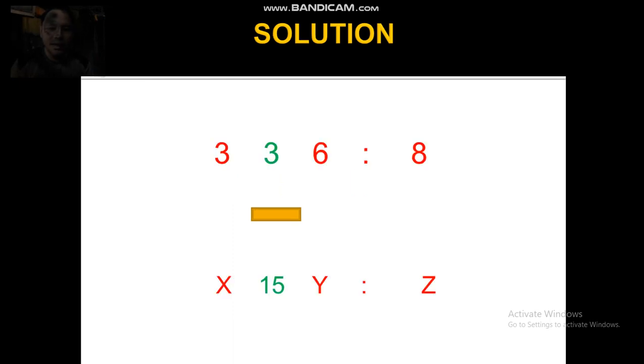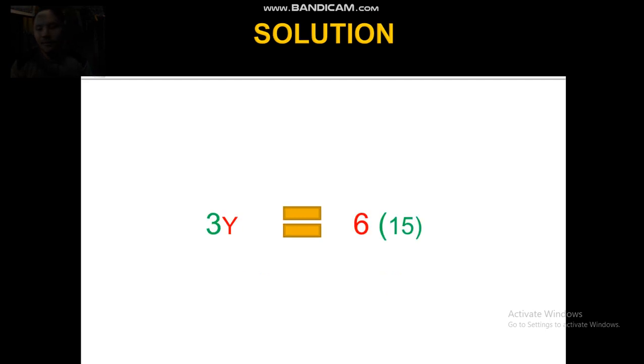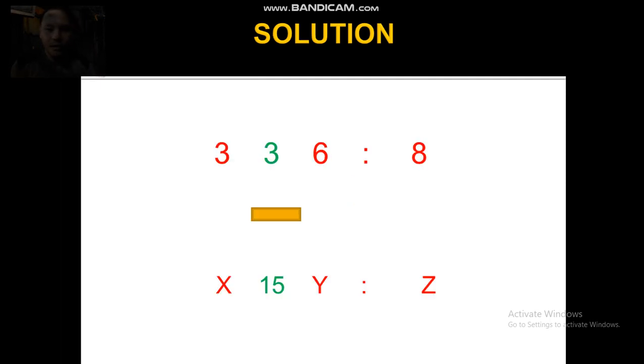Next, we use this ratio to compute the actual value of y. Okay, so let's have a proportion. Let us multiply y by 3 and multiply 15 by 6. So this is the equation. Solving for y, we divide both sides of the equation by 3. And the result is y equals 6 times 5, that is 30. Y equals 30.